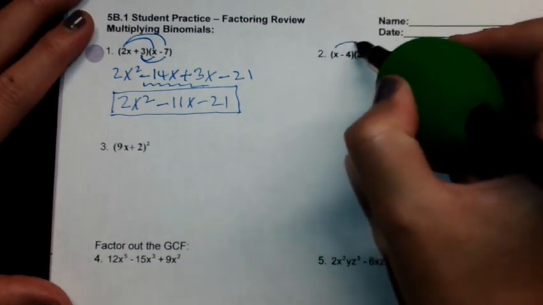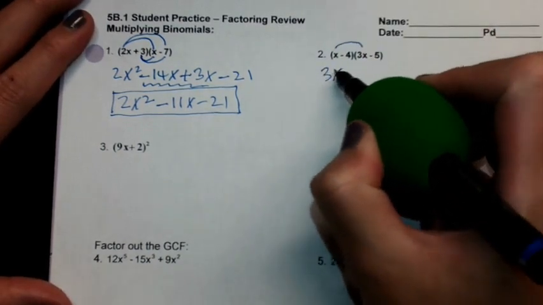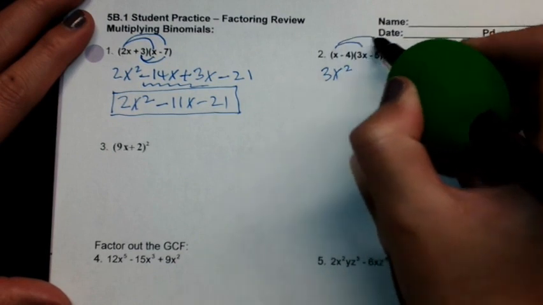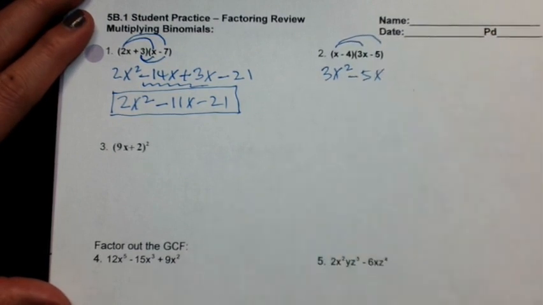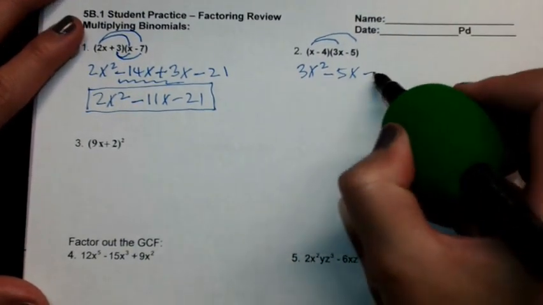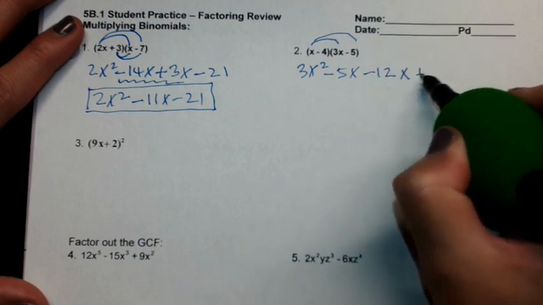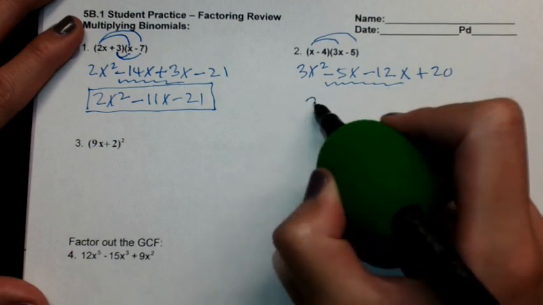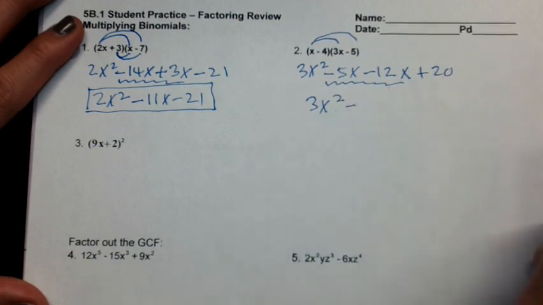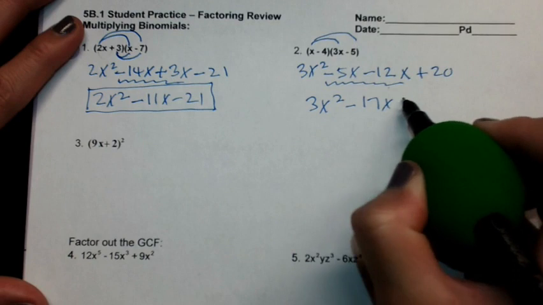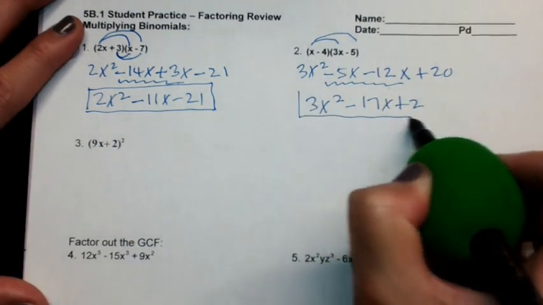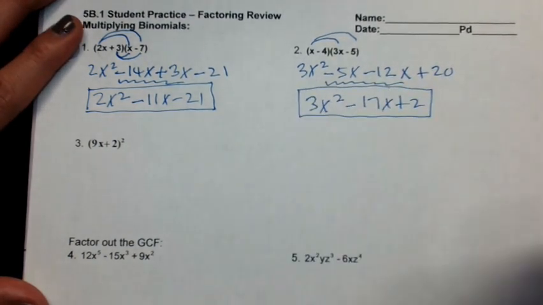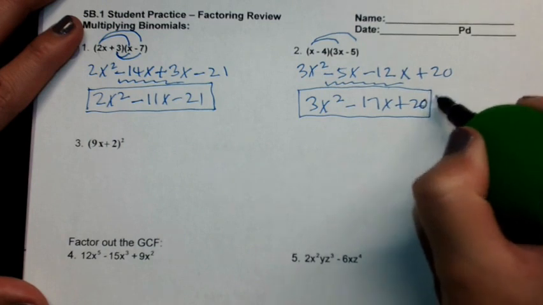Okay, when you double distribute, did you get 3x squared on the first one? The next one we got minus 5x. What do we get after that? Minus 12x. And then plus how many? 20. And then combine like terms. 3x squared minus how many? 17x plus 20. And we're done. Did I write 2? I was testing you. See, I left some room.